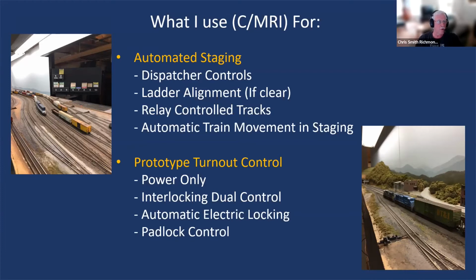Then again, prototype turnout control, the last item on here. Now, when we talk about prototype turnout control, we're not necessarily talking about the scenery aspect, like we're using realistic ground throws and switch stands. What we're talking about is how the switch crews and the dispatchers interact with controlled turnouts or switches on the main line and on controlled track, and how the system integrates locking logic before those turnouts are allowed to be activated.